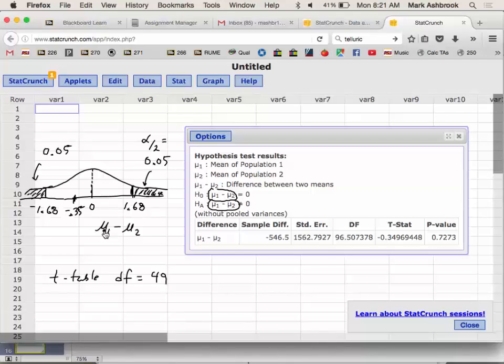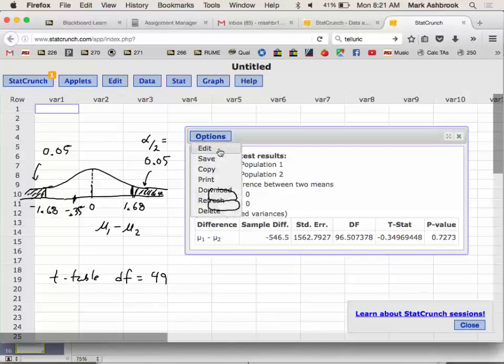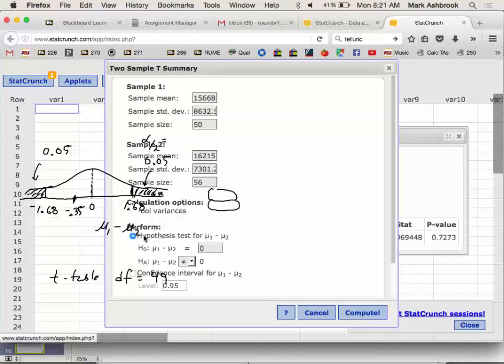Okay, so then does the confidence interval back that up? So now let's do the confidence interval. We go back to that same place, but instead of the hypothesis test, we're going to click on confidence interval. And what was the confidence interval we wanted? 90, change it to 0.90. And we're going to compute.